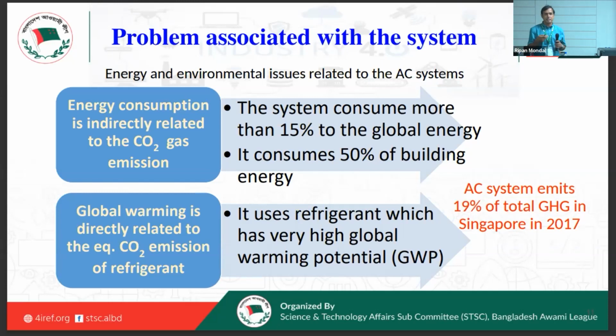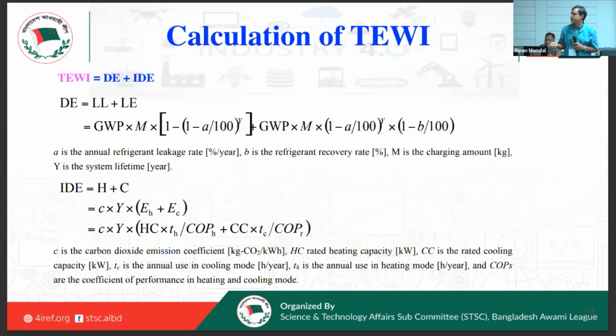And there is another problem, which is the gas. The gas has global warming potential. So the problems associated with this system are two: the energy consumption and the use of global warming gases. I calculated the total equivalent warming effect for a single air conditioning system, for a domestic air conditioning system like a 1 ton 5 star system.